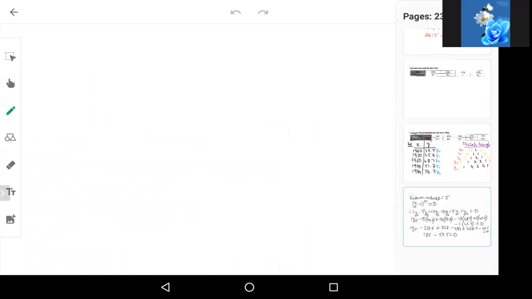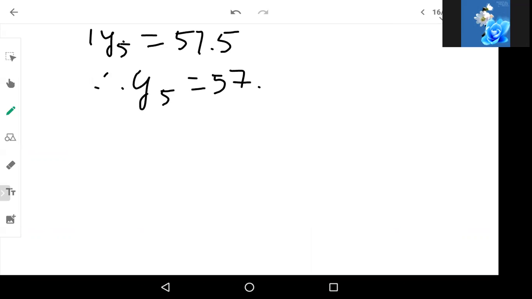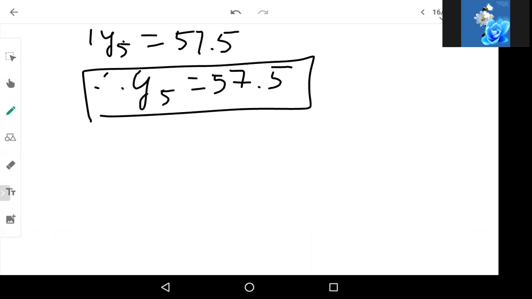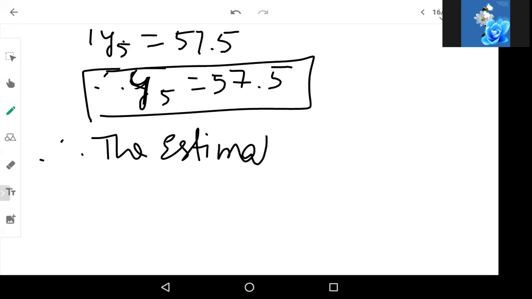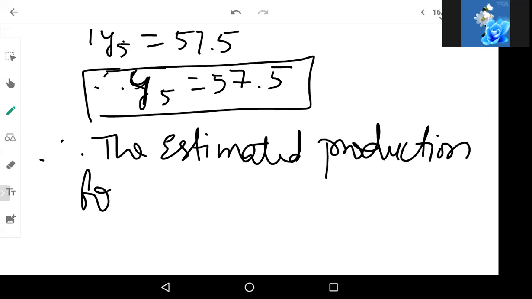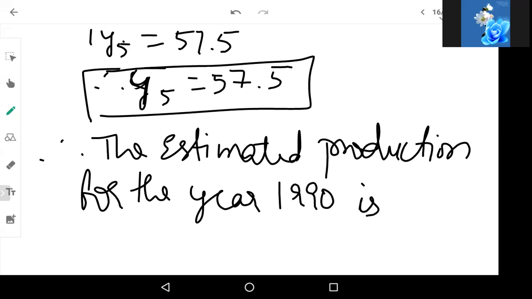So, in the next step, 1 y5 is equal to 57.5. Therefore, y5 is equal to 57.5. This is the required answer. So therefore, the estimated production for the year 1990 is 57.5 crores.